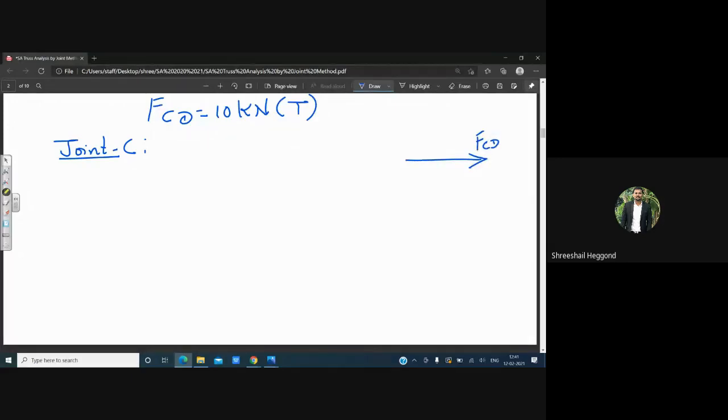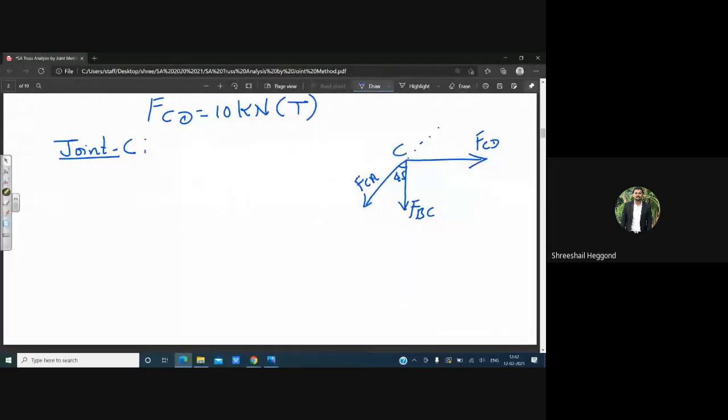FCD is horizontal. FBC is vertical. And one more inclined member is joining, that is FCA. There are three members joining, this is of 45 degree. And one more inclined member is there, that is of 0 force, therefore I will not be drawing for that. Only 3 I can draw. This will be of C joint.